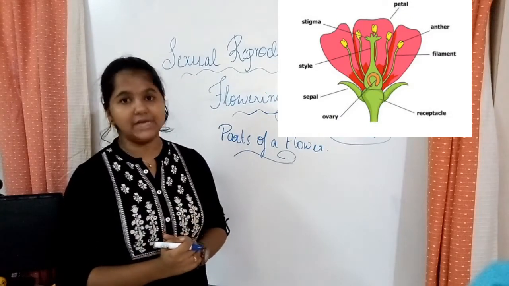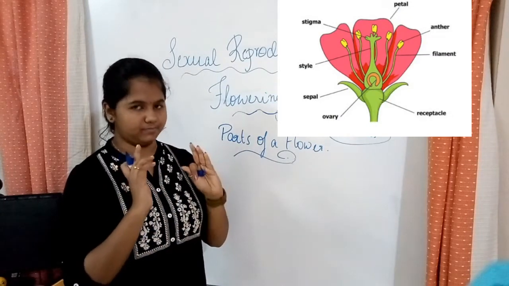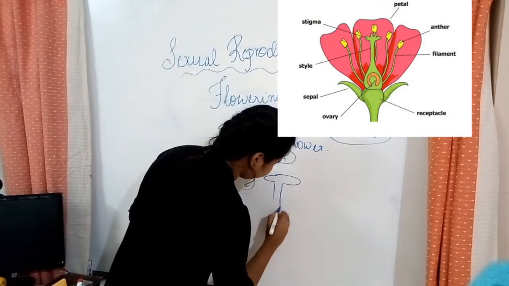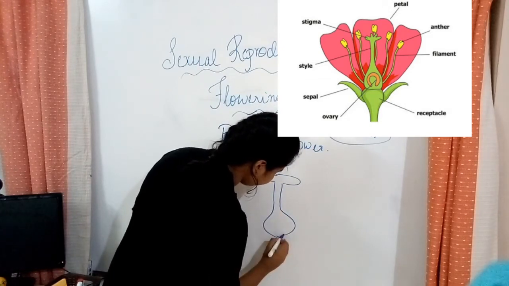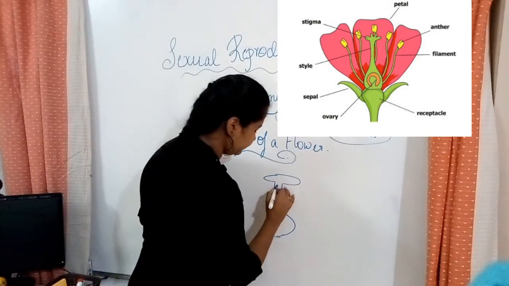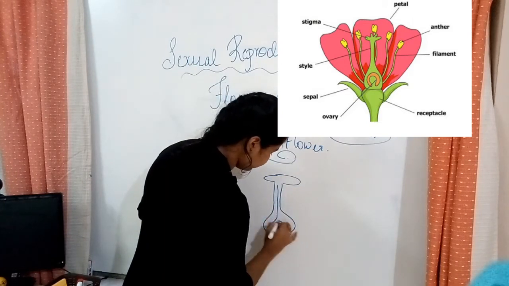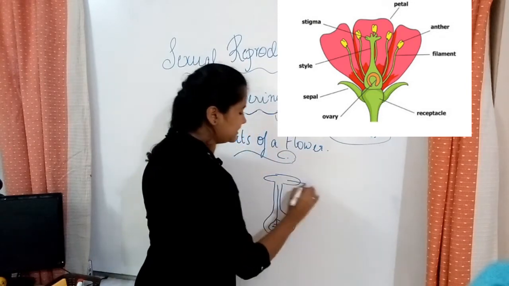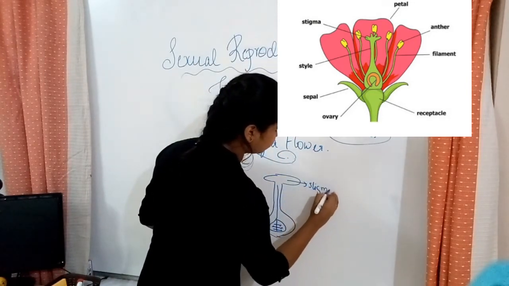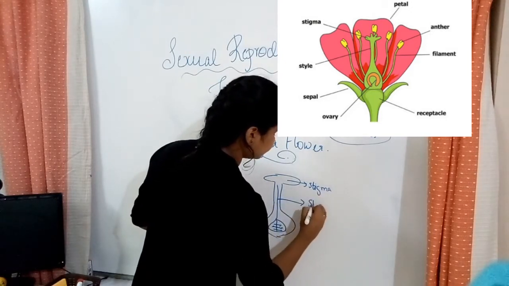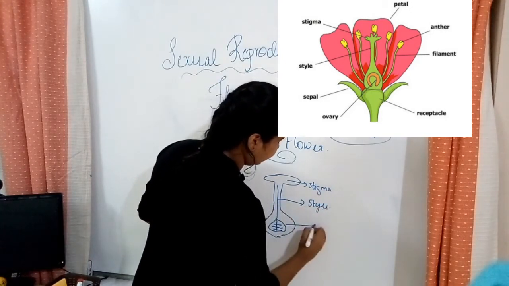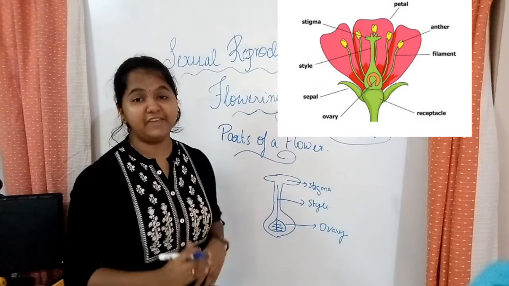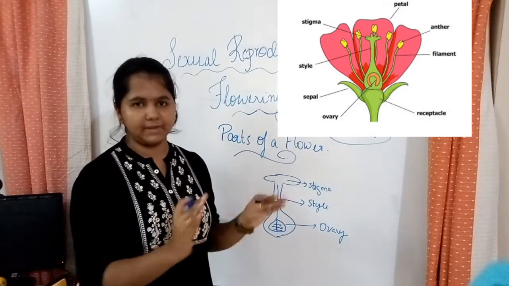First I will tell you about the stigma, style and the ovary. So let's discuss that. It's a rough sketch, okay? This portion is the stigma. This is the style. This is the ovary. And what is this? This is the female part of a flower. Okay, the female part of a flower.